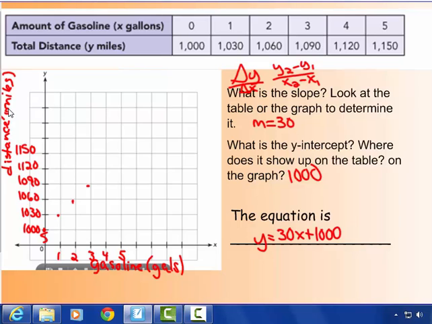Very, very bright. 1,020. And yes, it should go up in a straight line, and if you plot those correctly, it does. And there's your linear function of 30 miles per gallon of gas starting at 1,000 miles on the odometer.